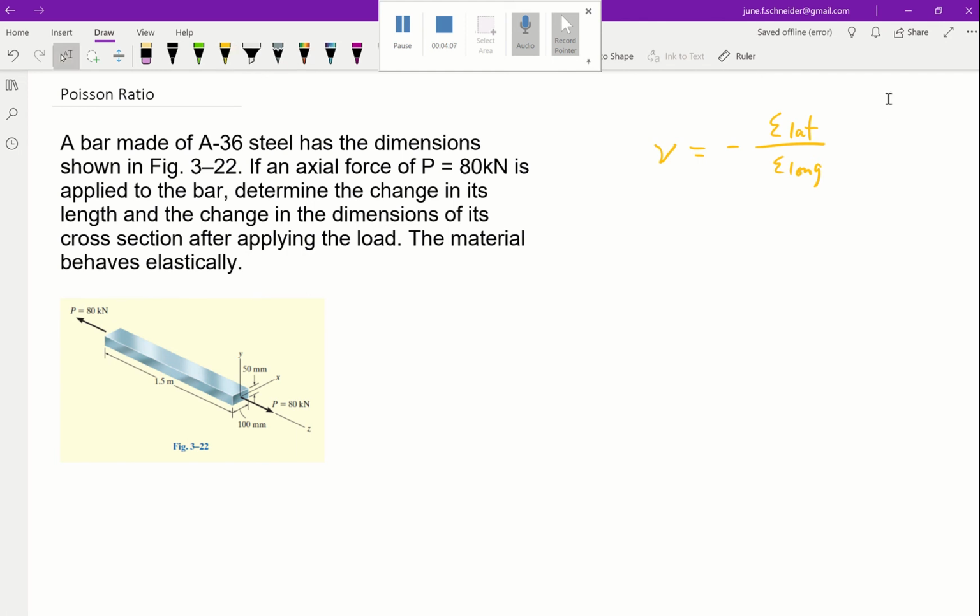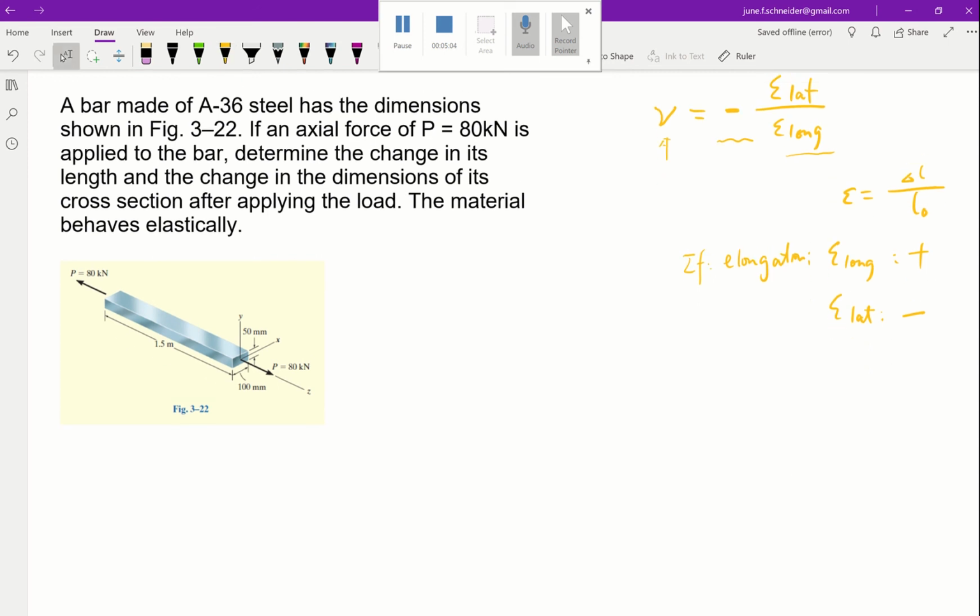Now you might be wondering why there's a negative in front. Think about it. Epsilon is the change in that direction over the original length, so epsilon is delta L over original length. If it's elongation for longitudinal, that epsilon is going to be a positive value because it's elongated. However, for lateral, it's going to be negative because it's contracted if this is elongation. So when you have lateral over longitudinal, you get a negative value. That's why you have a negative in front, so you get a positive value for Poisson's ratio. Okay, now let's look at this problem.